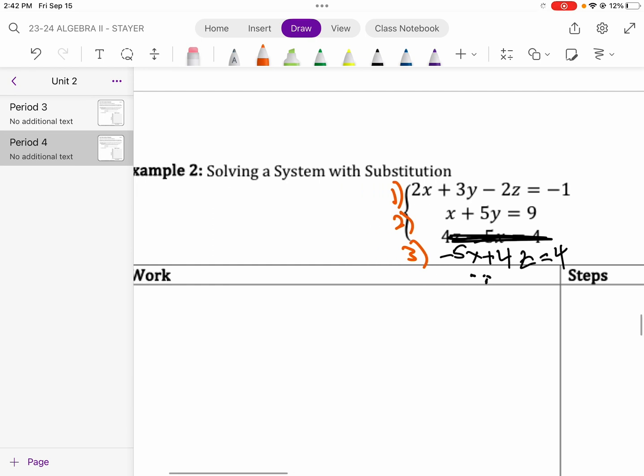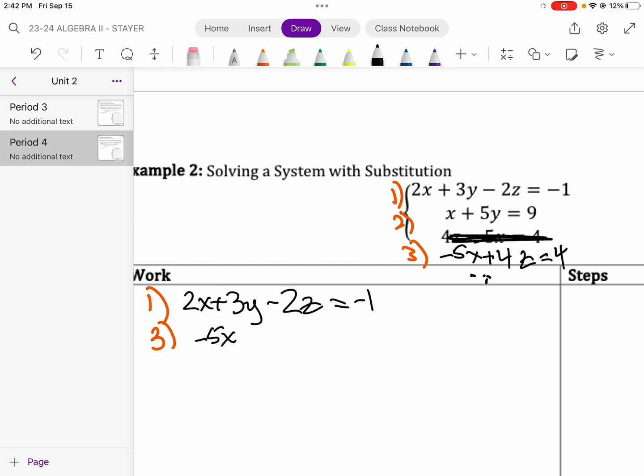So here we go. I have 1 and 3. It's 2x plus 3y minus 2z equals -1. Equation 3 is -5x plus, and you don't have to put this there, but notice I'm putting 0y as a placeholder, plus 4z.